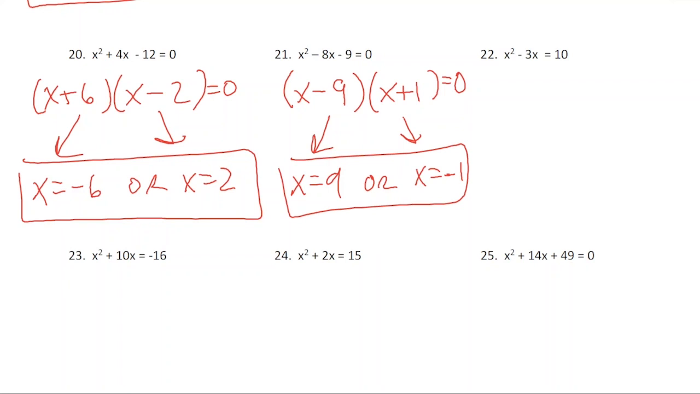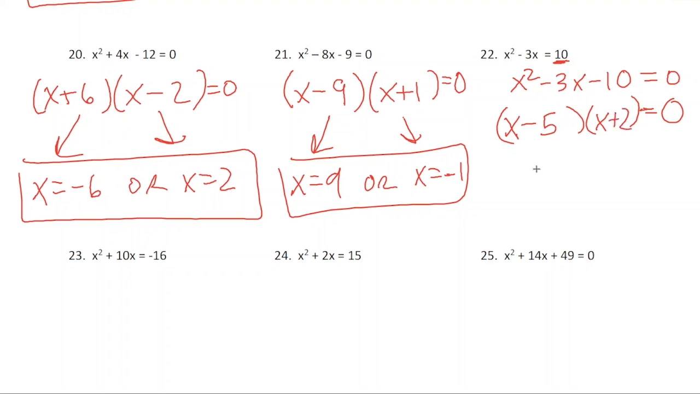On number 22, it looks like we want to factor out an x, but be careful, this isn't 0 yet. The very first thing you should do in all these quadratics is rewrite the equation so that it equals 0. In this case, we would subtract 10 from both sides. Now we can do the factoring part, meaning we want two numbers whose product is negative 10 and whose sum is negative 3. That would be negative 5 and positive 2. So x is 5 or x is negative 2.